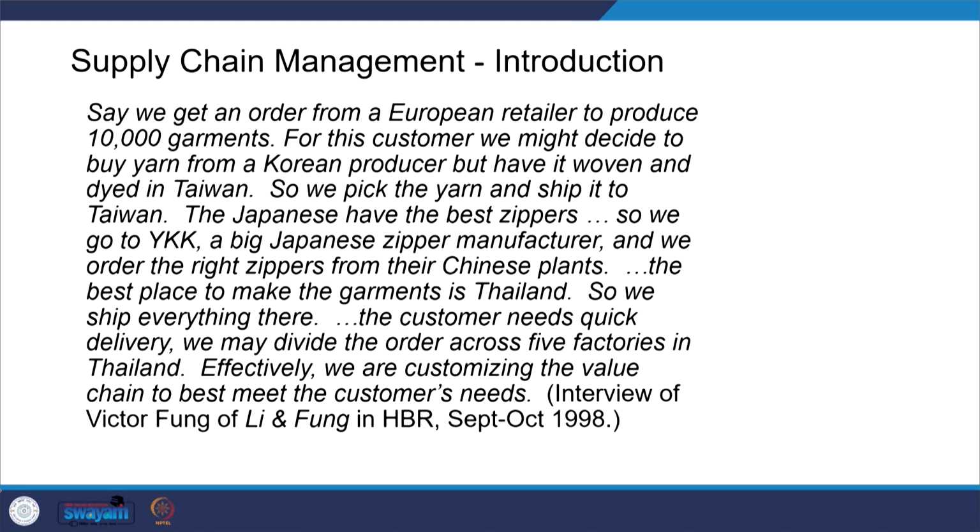The best place to make the garments is Thailand. So, we start everything there. So, we ship everything there. The customer needs quick delivery. We may divide the order across 5 factories in Thailand. Effectively, we are customizing the value chain to best meet the customer's needs.